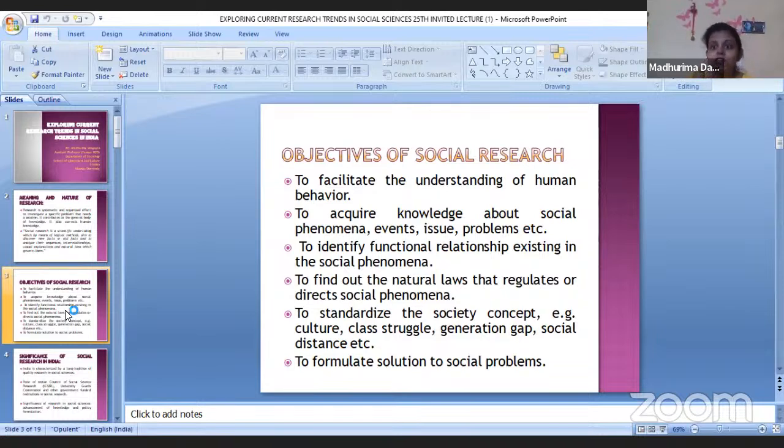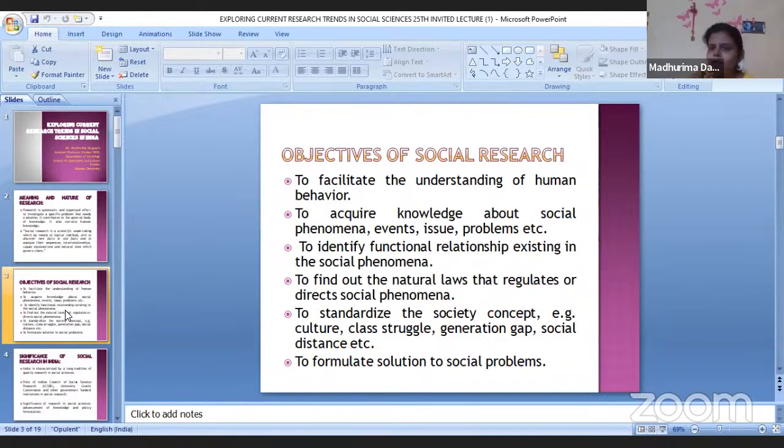Now coming to what are the objectives of research? Why do we carry out research in social sciences? Now there are myriad objectives of social research. Some of the major ones are, firstly, it helps in understanding human behavior. Now, obviously, in social sciences, research is carried out mainly to explore and understand certain aspects of human behavior.